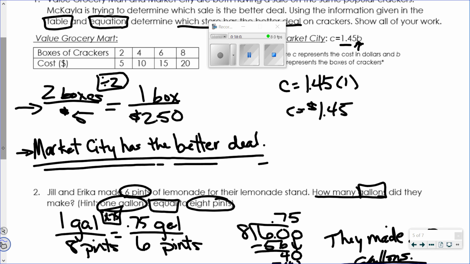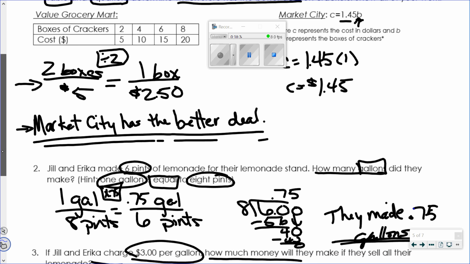I have a 2 here, don't I? Could I put 2 input boxes and crackers? If I did that, I would find $2.90. So I do $2.90 for 2 or $5 for 2. Which one do I want to buy? Still Orange City. Is that a valid mathematical explanation? Yes. Do you need to show me what you did? Yes. And show me here comparing the two. But you can go either way because it doesn't specifically say you have to do down to a unit rate.